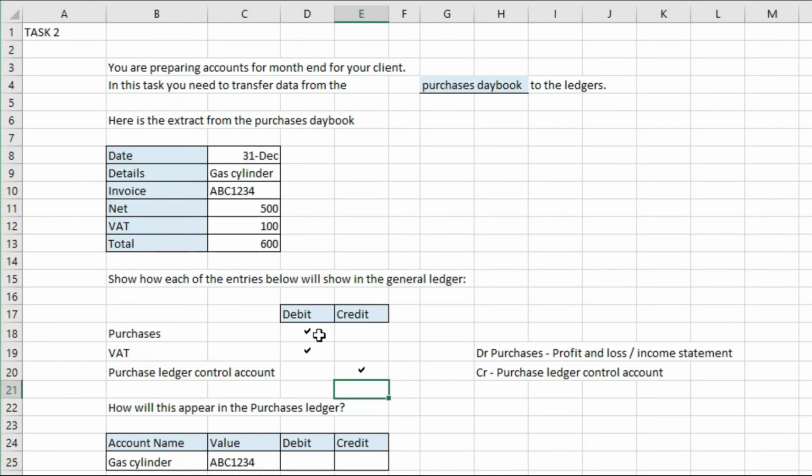So next let's have a look at how this would appear in the purchase ledger. So here we would have the details as shown above, the total which is the 600, and then this is going to be a debit.